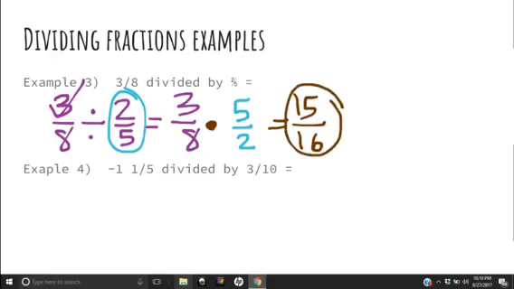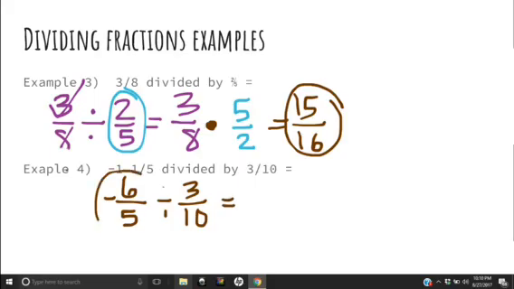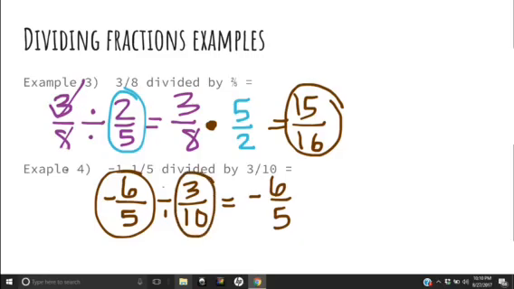Let's try this one. Negative 1 1/5. Oh, I've got to get that as an improper fraction. 5 times 1 is 5, plus 1 is 6. 6 over 5, and it was negative. Okay, so I'm done with this now. I've got negative 6/5 divided by 3/10. If I remember, I'm going to keep the first one. It's my K. F is flip the second one and change to multiplication.